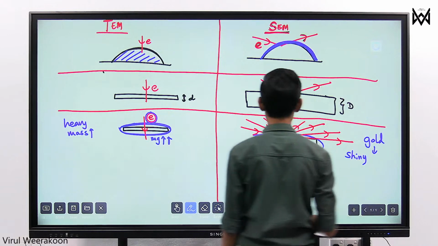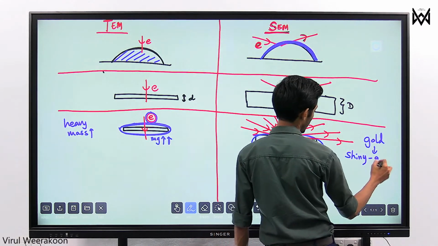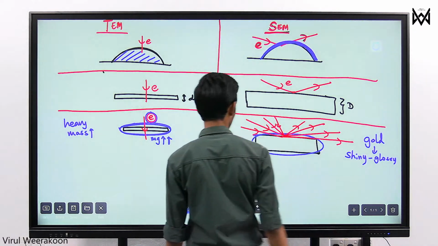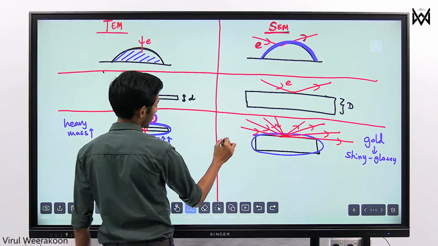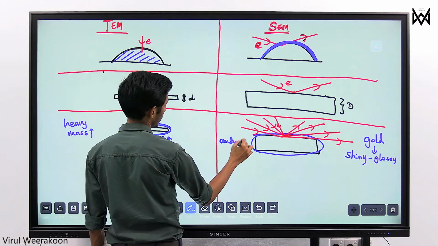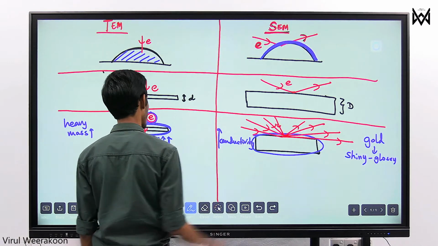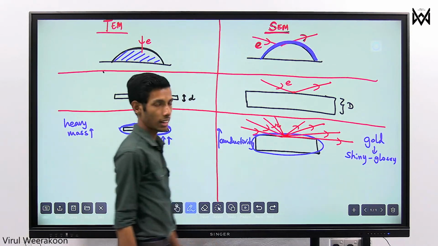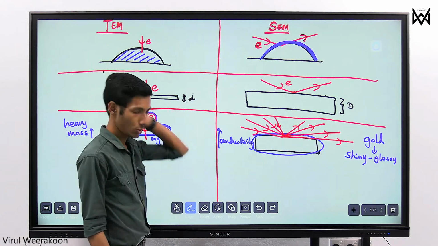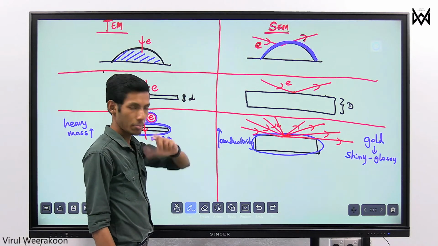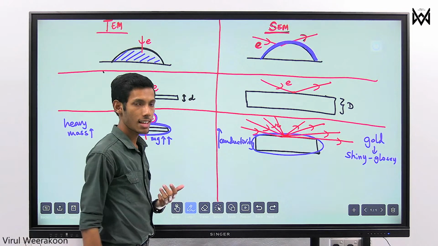The shiny, glossy nature will support the reflection, and further, the conductivity, the ability to conduct electrons, is much higher in gold. There are two reasons that gold is shiny, having a shiny, glossy appearance.